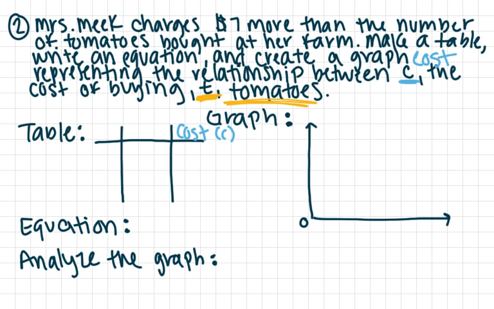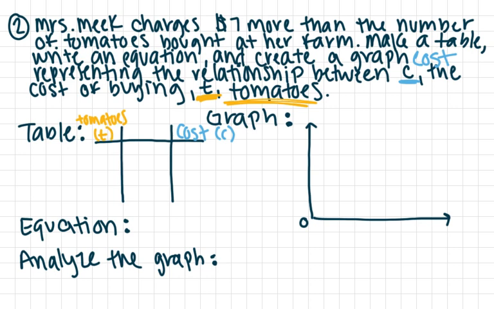And then over here, what are we changing? Well, if I buy 1 tomato, that affects the cost. If I buy 2 tomatoes, that affects the cost. If I buy 3, 4, 10, 1,000 tomatoes, that affects the cost. So the thing affecting the cost is how many tomatoes I'm buying. And so that is going to be our input over here, tomatoes, which is represented by T.